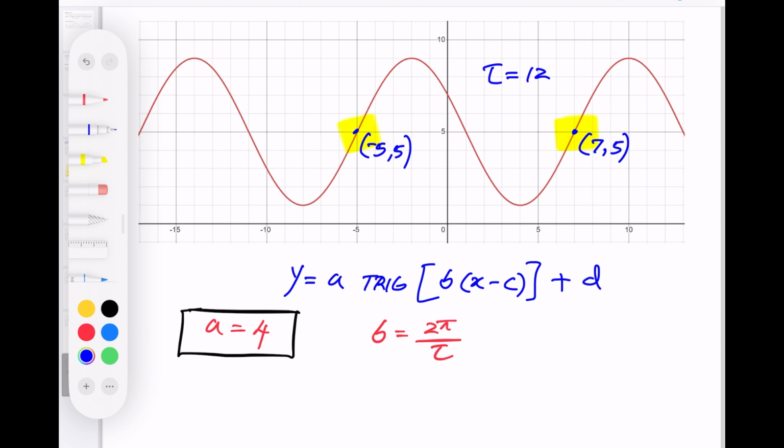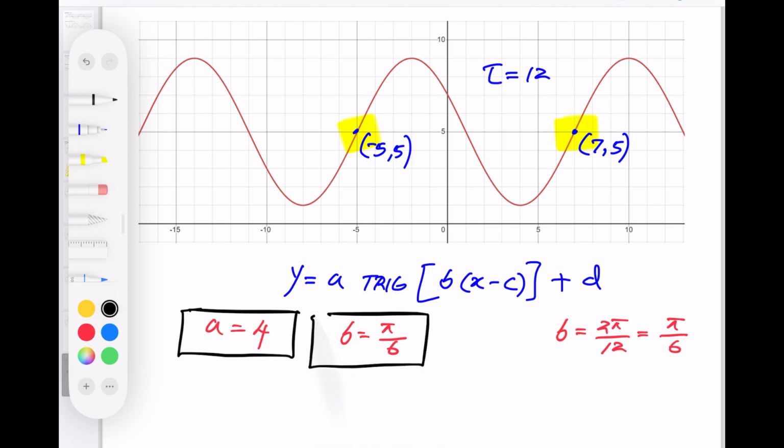If tau is equal to 12, this equation gives us that b should be equal to 2 pi over 12, which simplifies to pi over 6. So let me write down that b is equal to pi over 6. Let's box that result as well.